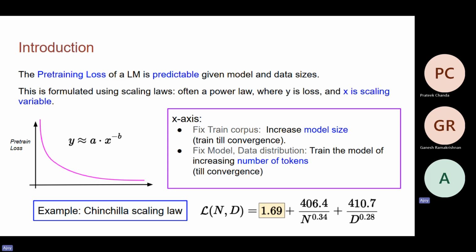Here N is the number of parameters and D is the number of tokens used. With respect to both of these, loss is governed by a power law. This is the famous Chinchilla scaling law, where loss has an exact form as a power law equation with respect to N and D. These constants will change with respect to different models. Like the Llama series will have different constants, etc.